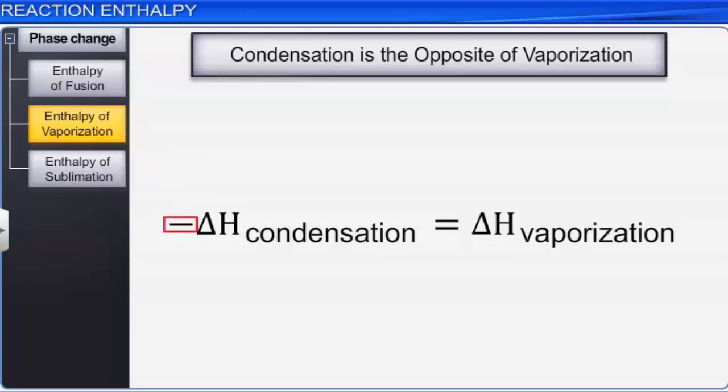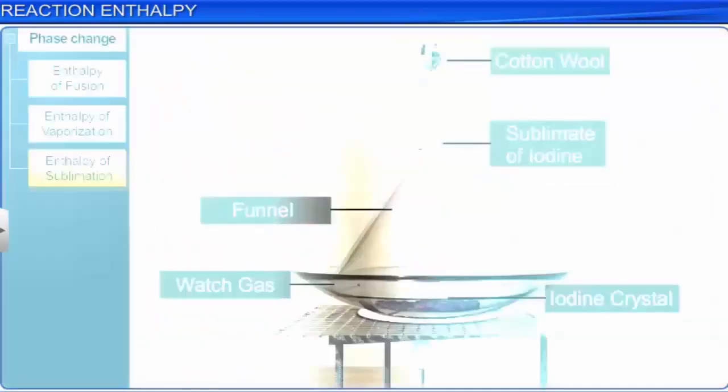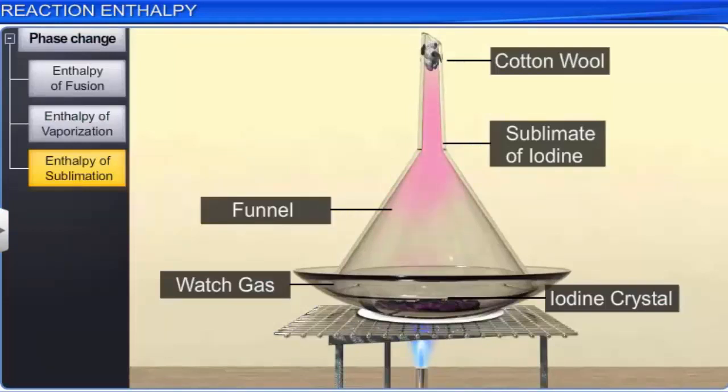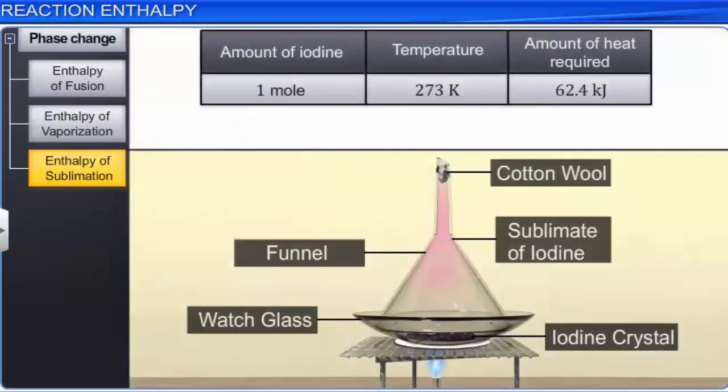Now, let's look at the enthalpy of sublimation. Sublimation is a process in which a solid changes directly into vapor state without any intermediate liquid state. Enthalpy of sublimation is defined as the enthalpy change accompanying the conversion of 1 mole of a solid directly into vapor phase at constant temperature and under standard pressure. For example, the amount of heat required to sublime 1 mole of iodine is 62.4 kilojoules. Thus, we can say that the molar enthalpy of sublimation of iodine is +62.4 kJ per mole.